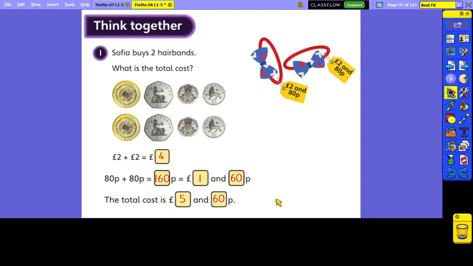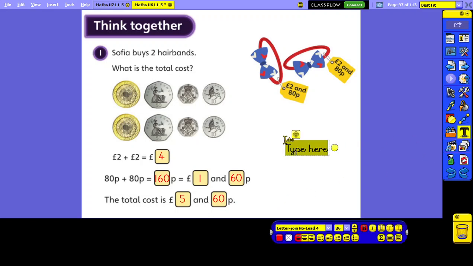Brilliant. There is another way that you could have worked that out actually. You could have done 280p add 280p. And by doing it that way, you could have done a column addition.